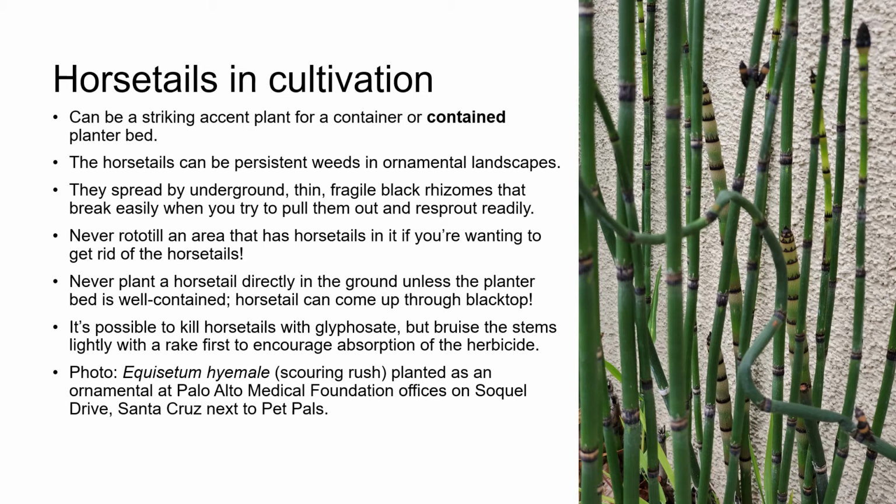It is possible to kill unwanted horsetails with glyphosate, which is the active ingredient in Roundup, but bruise the stems lightly with a springtime rake first to increase absorption of the herbicide.